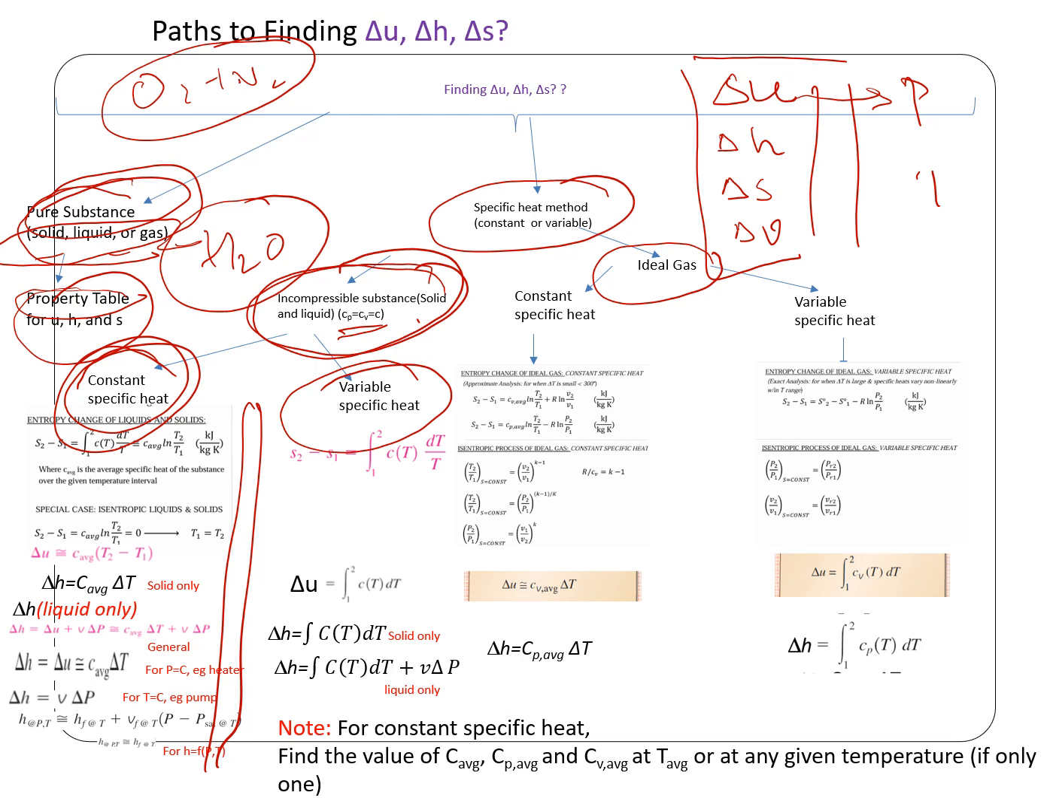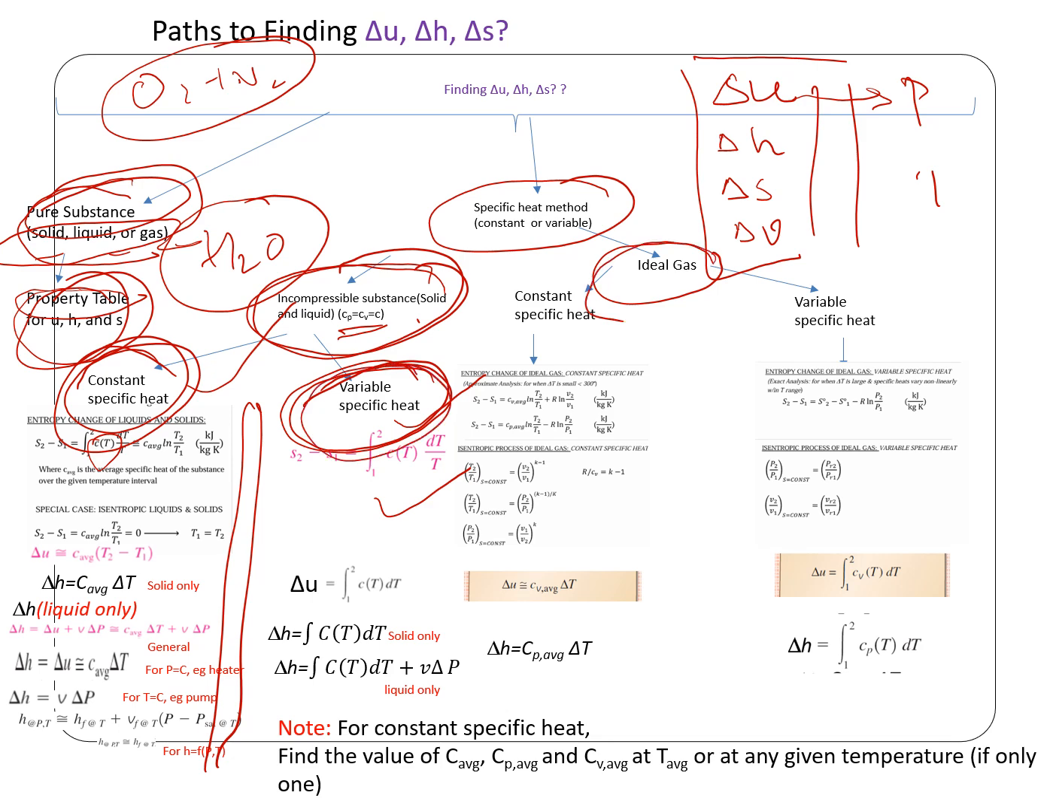And then the third priority would be using variable specific heat. If it tells you to do it with this method, then only use it. Otherwise, the first priority would be using the property table, the second priority would be the constant specific heat method, and the third priority would be the variable specific heat method. These are in the order of complexity, because it's easy to get the property value using the property table. The next one is, if the specific heats are constant, then it's easier. But if you have to do the variable specific heat, it becomes complicated.